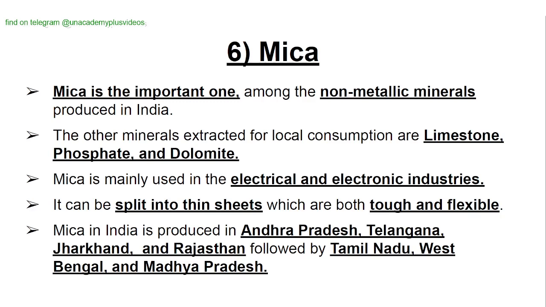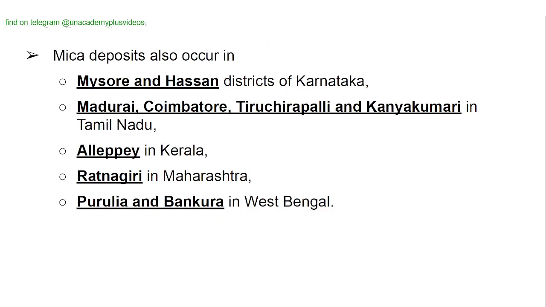Mica in India is produced in Andhra Pradesh, Telangana, Jharkhand, and Rajasthan, followed by Tamil Nadu, West Bengal, and Madhya Pradesh. Mica deposits also occur in Mysore and Hassan districts of Karnataka, Madurai, Coimbatore, Tiruchirappalli, and Kanyakumari in Tamil Nadu, Aleppi in Kerala, Ratnagiri in Maharashtra, Purulia and Bankura in West Bengal.